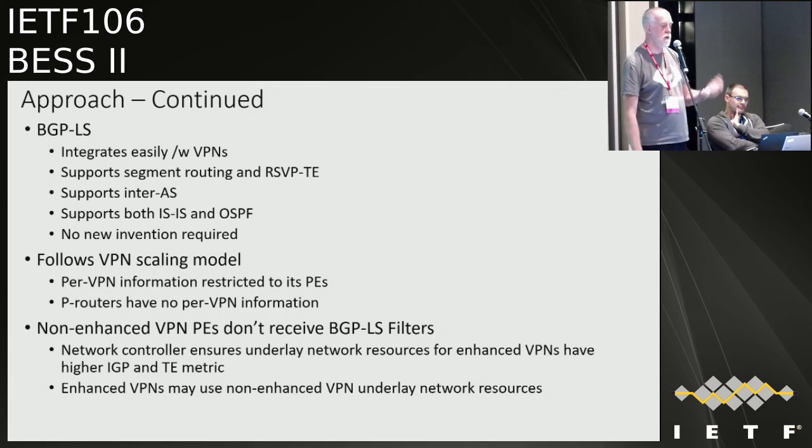We want to be able to support inter-AS, we want to support the IGPs, and we don't want to have to do significant new invention, I think largely because we're lazy. We get everything of the traditional VPN scaling out of this, so that the per VPN information is kept out of the core, and non-enhanced VPNs just don't get this filter information and just go on operating as usual, and sharing resources in the core.